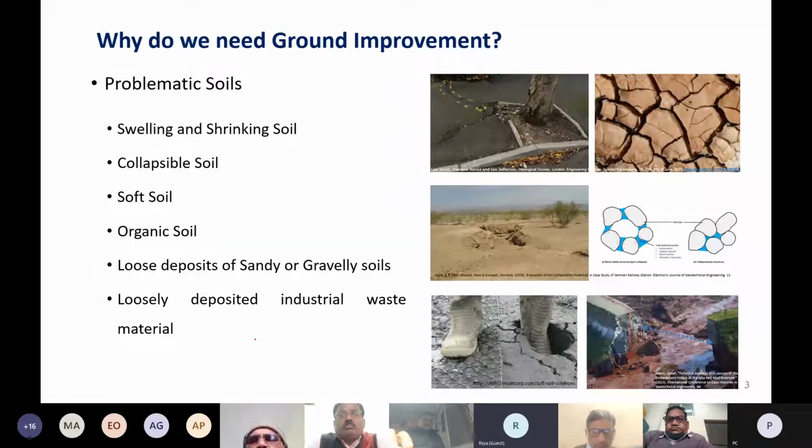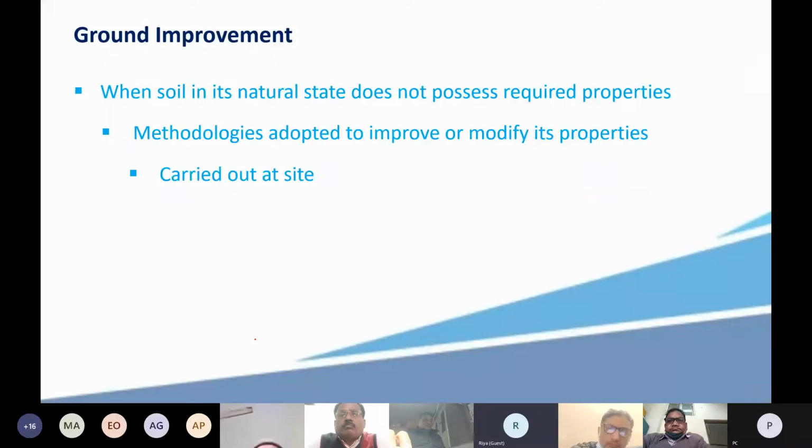Right, so let's continue our discussion. As I was saying, a lot of the use of natural soil material is right now being replaced with stabilized or neutralized industrial waste material. So again, when they are loosely deposited, it can be a problematic soil. You need to find solutions to work with this kind of material also. So that establishes why exactly we need ground improvement.